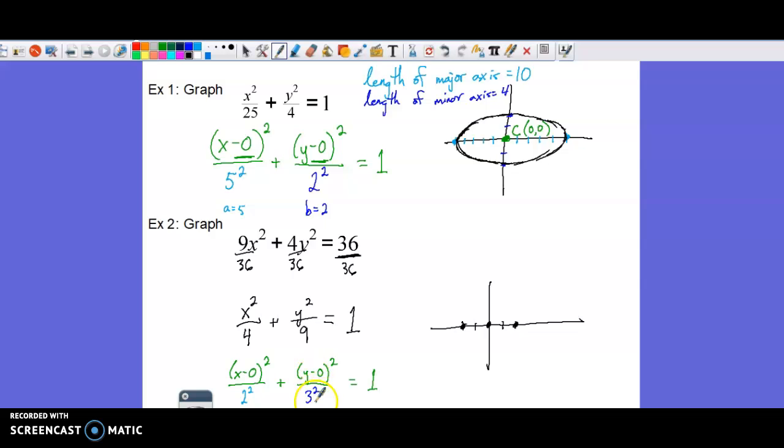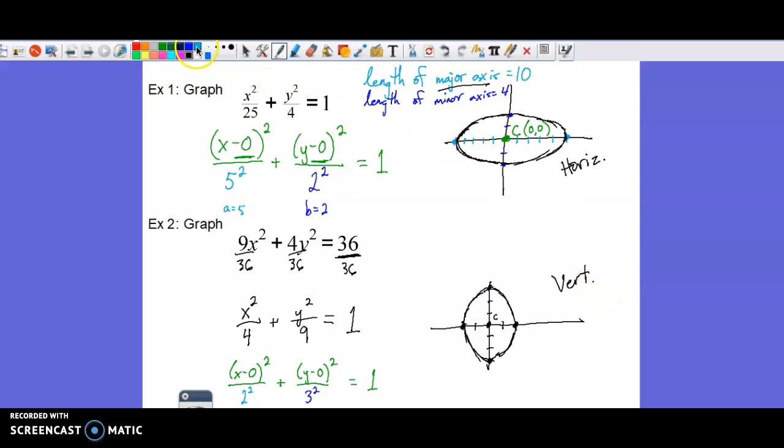And then underneath the y is 3, so from the center, I should have labeled the center, I need to go up 3, and down 3. And so as I connect these points, now it's a vertical ellipse. Up here, I guess I didn't write it down. This was a horizontal major axis, and this has a vertical major axis.